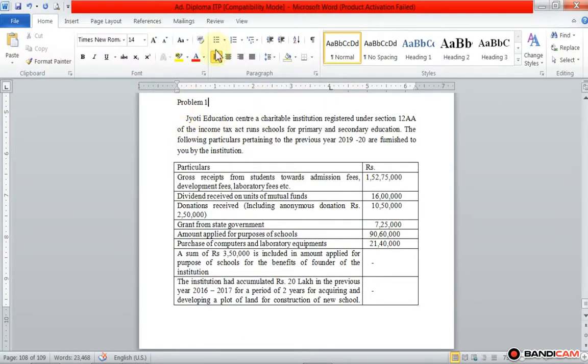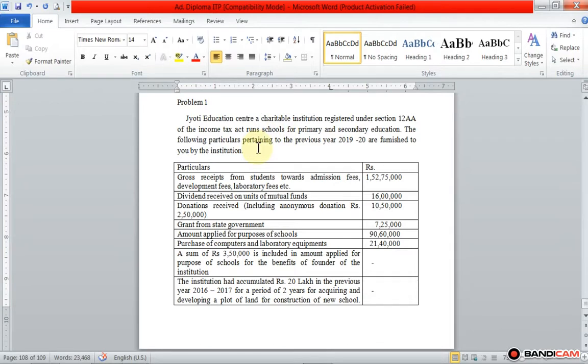So here, problem number one in front of your screen: Jyoti Education Center, a charitable institution registered under Section 12AA of the Income Tax Act, runs schools for primary and secondary education. So here Jyoti Education Center, a charitable institution registered under Section 12AA of the Income Tax Act 1961, runs a school of primary and secondary education.